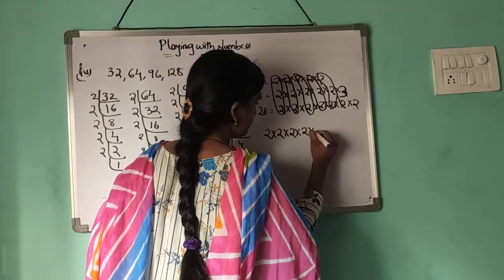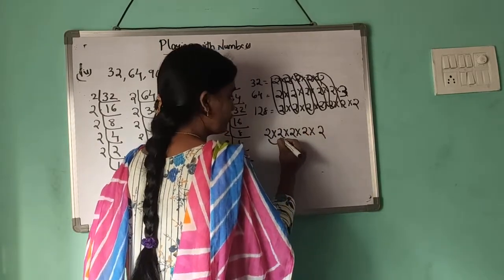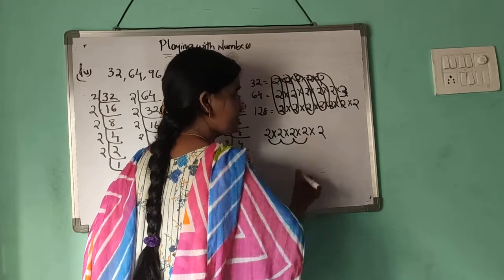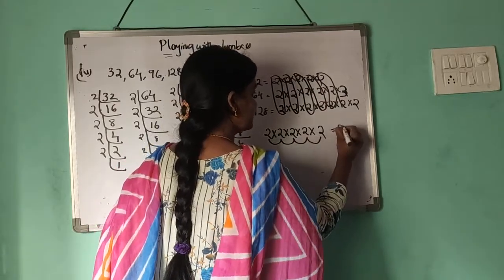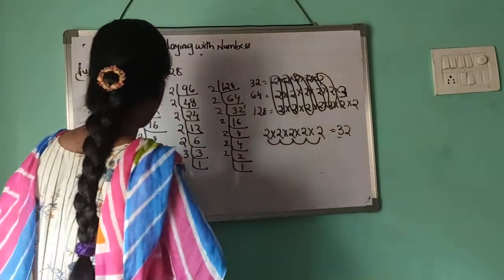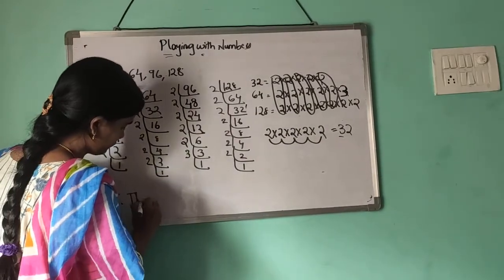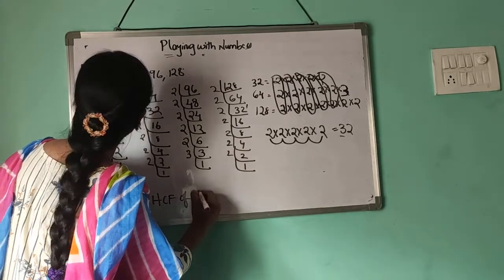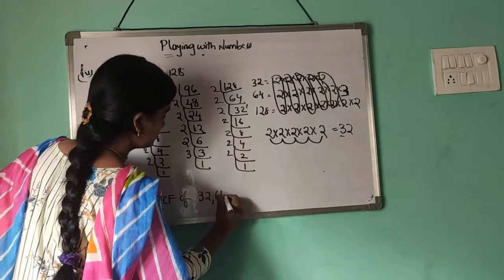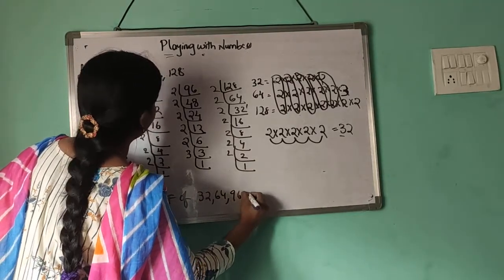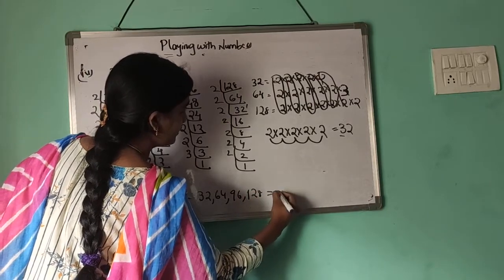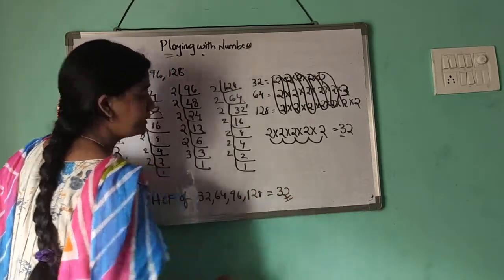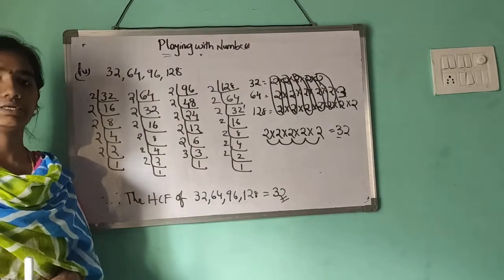2 into 2 into 2 into 2 into 2. 2 2s are 4, 4 2s are 8, 8 2s are 16, 16 2s are 32. So the HCF of 32, 64, 96, 125 is equal to 32.